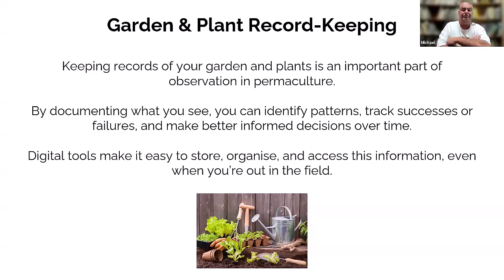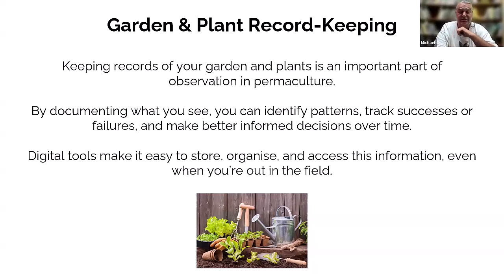And so keeping records of your garden and plants is an important part of observation, right? Because that can lead to a feedback loop that we're looking for. By documenting what you see, you can identify patterns, track successes, or even failures. Remember, a failure is not a loss; it's a first attempt in learning. And by making better informed decisions over time, we learn from it, we adjust, we move forward.